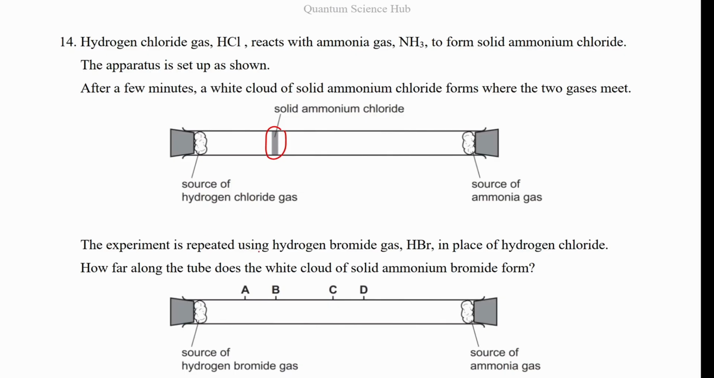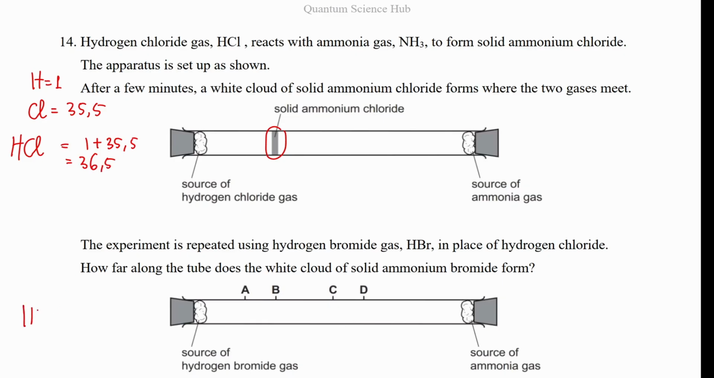The experiment is repeated by using hydrogen bromide gas HBr in place of hydrogen chloride. How far along the tube does the white cloud of solid ammonium bromide form? In this case, to know which gas travels faster or slower, we have to know the mass. So we have to know the mass of hydrogen chloride, HCl. If you check the periodic table, the mass of Cl is 35.5. Hydrogen is 1. So the mass of HCl is 1 plus 35.5 equals 36.5.